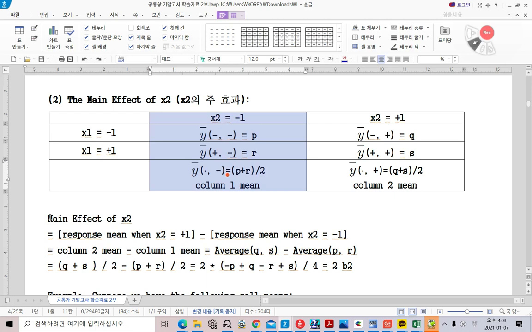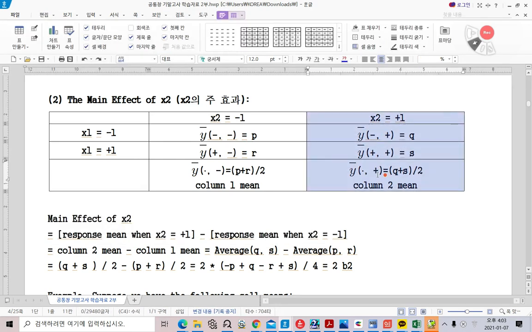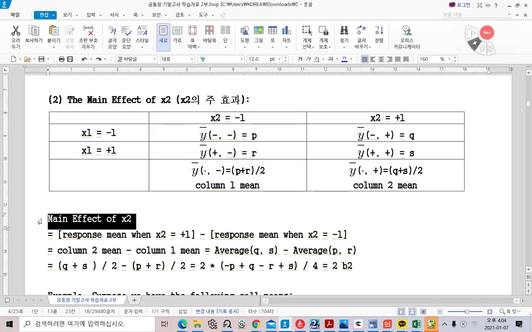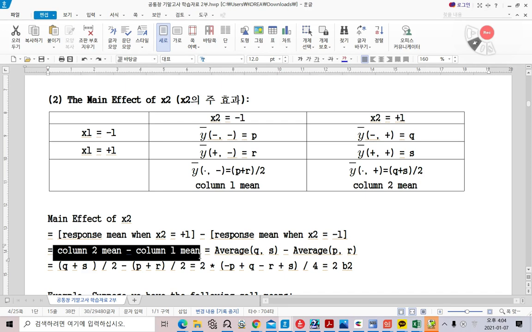Okay, so this is the definition of main effect of X2. Main effect of X2 equals response mean when X2 is positive 1 minus response mean when X2 is negative 1. Now, response mean when X2 is positive 1 is column 2 mean. And response mean when X2 is negative 1 is column 1 mean. So the main effect of X2 is column 2 mean minus column 1 mean.